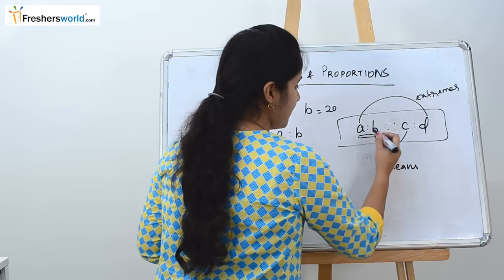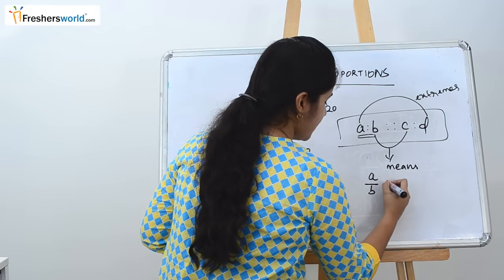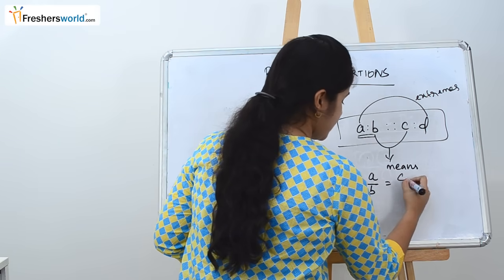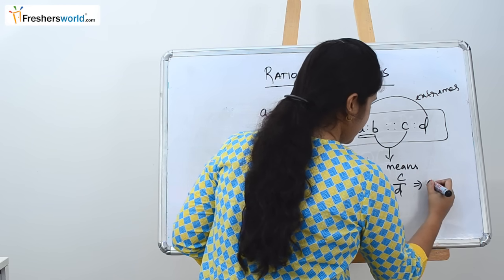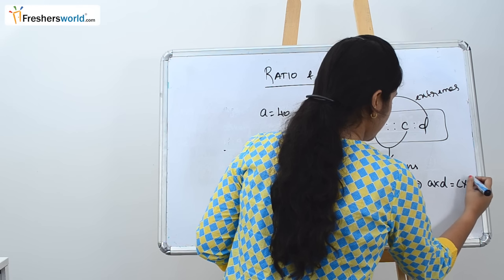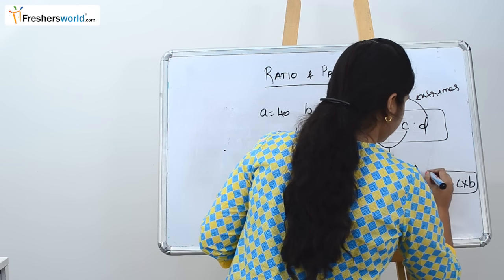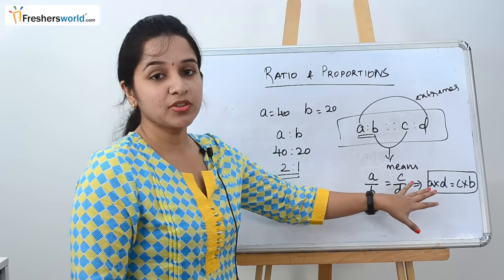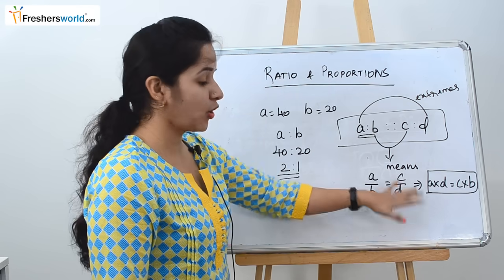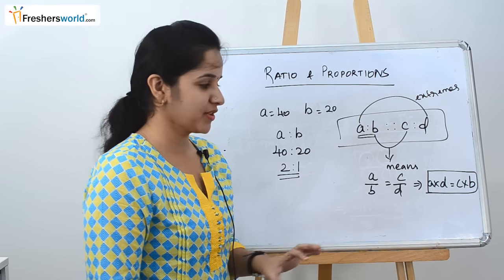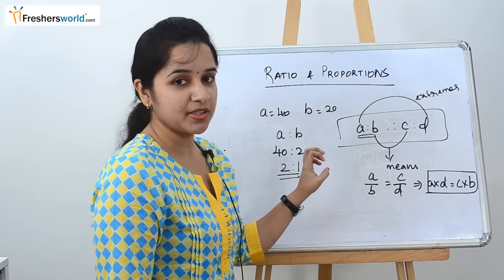We know that A is to B we represent as A by B, and C is to D we represent as C by D, which can be solved as A into D equals C into B. You should know this concept because there will be a lot of cross multiplication involved in ratios. So understanding of this concept is a must.